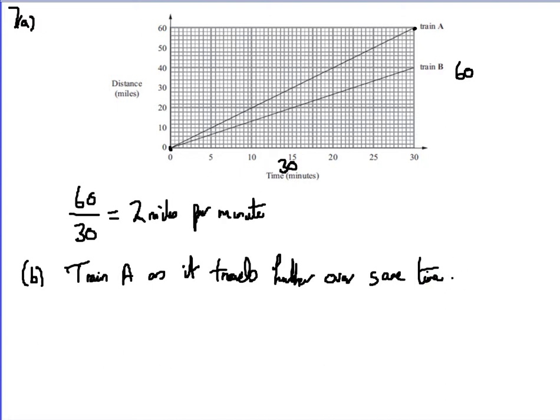After how many minutes has train A gone 10 miles further than train B? So you're looking for a gap here of 10 miles. If we went to say 15 and looked at 15 going up, that's at 20, and this here is 5 squares higher than it, so it's actually 15 minutes. So after 15 minutes there is a gap of 10 miles.